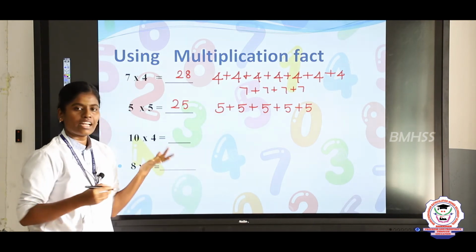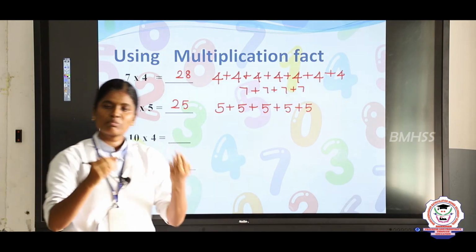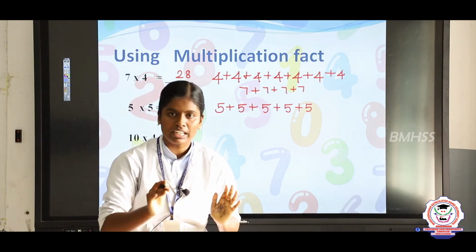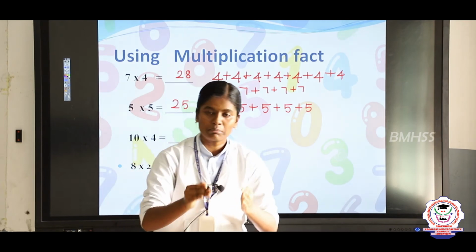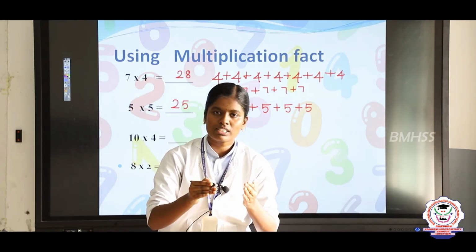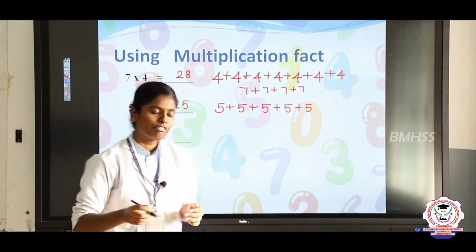Next you will take 10 4s are. So 10 times of 4 or 4 times of 10. So you know the 10 table very well. What is the answer? 10 4s are? Yeah, 10 4s are 40.